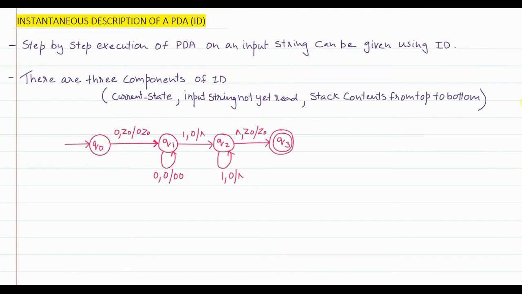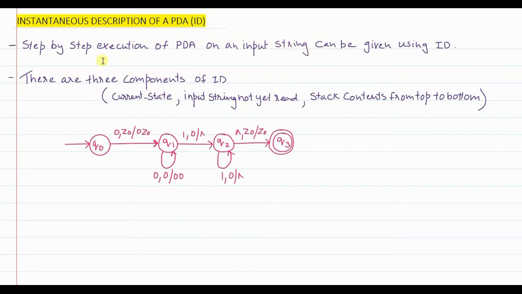In this lecture, we are going to see a concept known as instantaneous description of a PDA. In the previous lecture, we have seen how a PDA can be designed. But now, how do we trace whether a given string is accepted or rejected by a PDA? Instantaneous description is nothing but the step-by-step execution of a pushdown automaton on an input string.